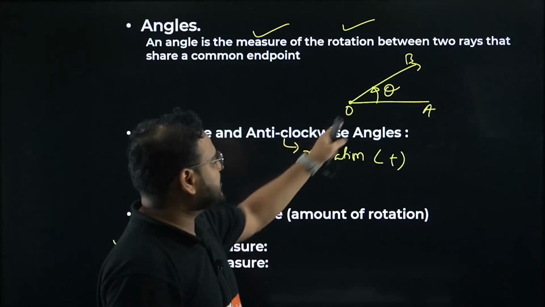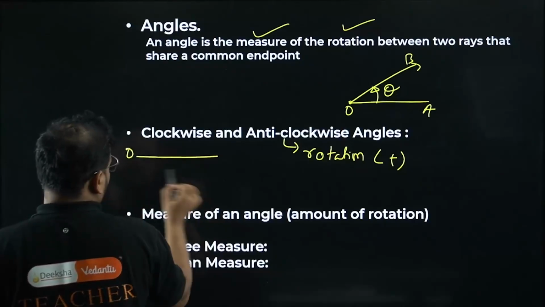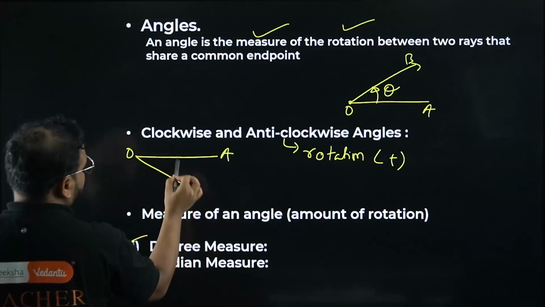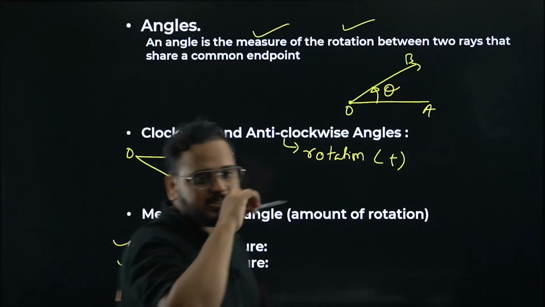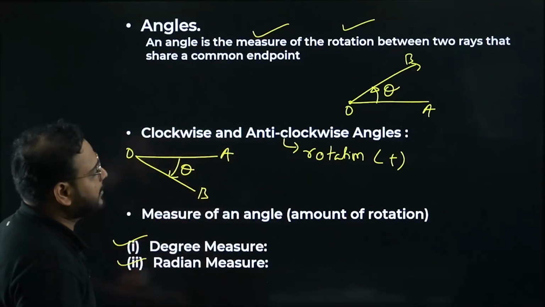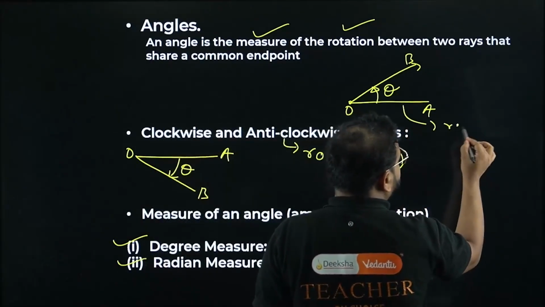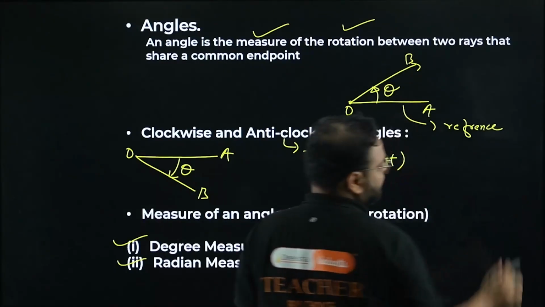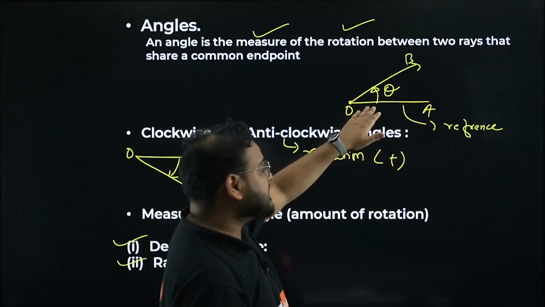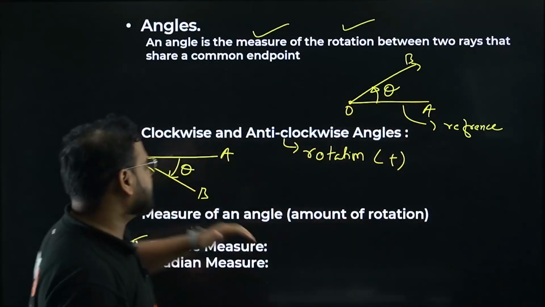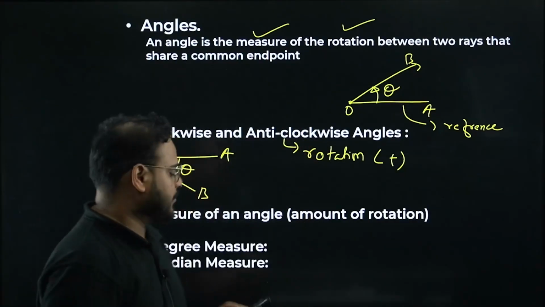So anti-clockwise rotation will be like this, and when we talk about clockwise rotation, please check, this is my ray OA, and the rotation will be below this. This is my ray OB, and this will be your theta. This is called clockwise, and we consider this to be negative. This is your reference ray. If you go above this, you sweep a positive angle, also anti-clockwise or counterclockwise. If you go below this, you sweep a negative angle, a clockwise rotation. I hope this is clear.